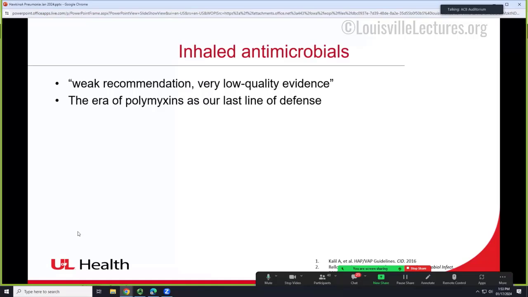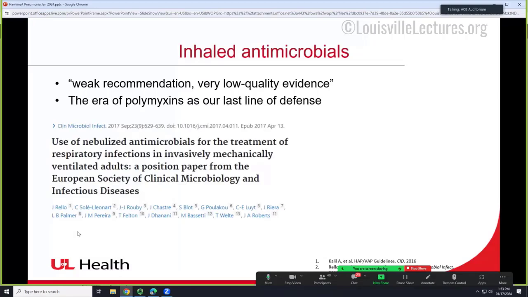Again, weak recommendation, very low quality of evidence. We don't know, so let's do it. Their thought was that it's not going to really cause any harm, despite it not really being proven to cause any good. Europe said, what the heck are you guys doing? So they came out in 2017 with a position statement about the 2016 guidelines and basically said, hey, we're not doing this. There's no evidence for it. What are you guys doing?